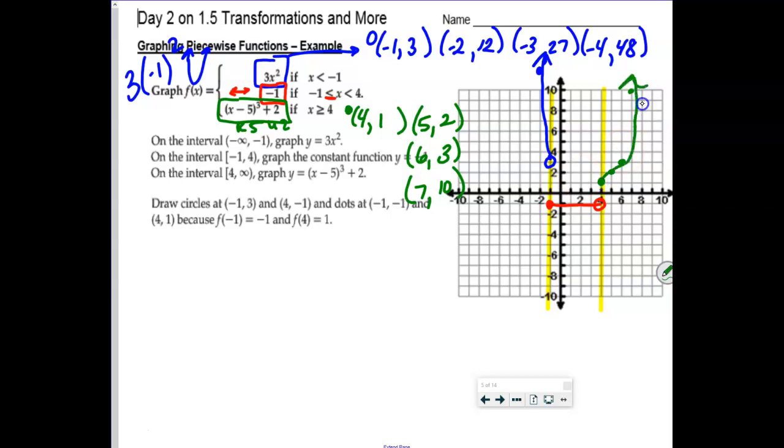Swoopy swiggle. All right, pretend I connected. I really didn't. Notice, it's not the whole swoopy swiggle of the cubic. It is just a piece of it. Thus the name piecewise function.